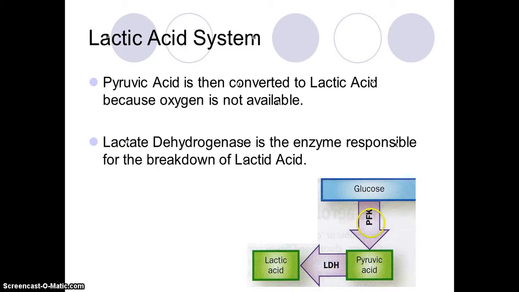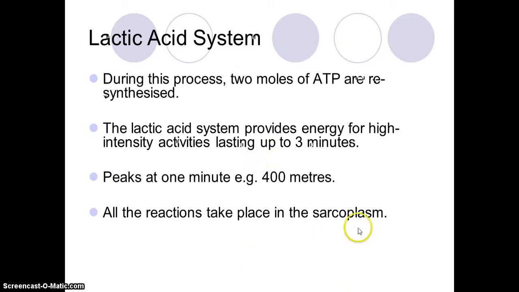Now in the absence of oxygen, so it's anaerobic, that pyruvic acid uses lactate dehydrogenase to turn into lactic acid, because that's a product that our body can safely store. We can't safely store pyruvic acid, but our body can safely store lactic acid. So when there's no oxygen present, we make lactic acid. What you'll find when we go into the aerobic system is that when there is oxygen present, we don't create lactic acid, we go into the aerobic system. So 2 molecules of ATP are resynthesized.